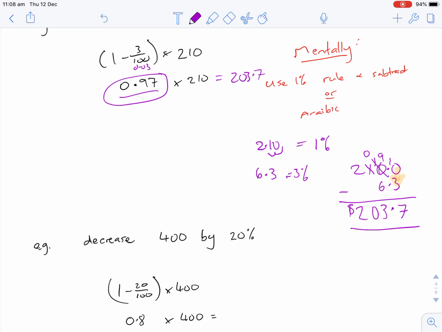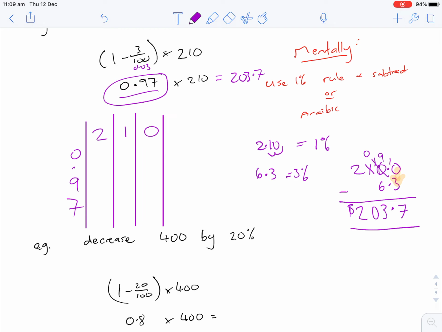So I will walk you through that, because depending on the numbers, sometimes the 10%, 1% thing takes you longer than it would just to do the Arabic. So my starting number was 210, and I'm timesing that by 0.97. So you put all your numbers down, and then literally just put boxes around them. So if I put my lines in, try and keep it roughly neat. Okay, so I've got my lines, and then again, put the lines. I'm going to keep these a little bit rougher just to speed it up.